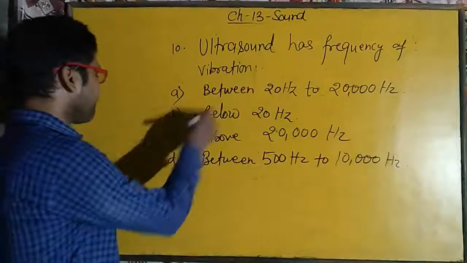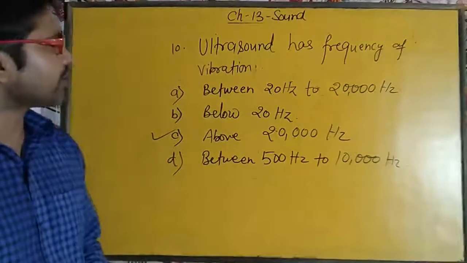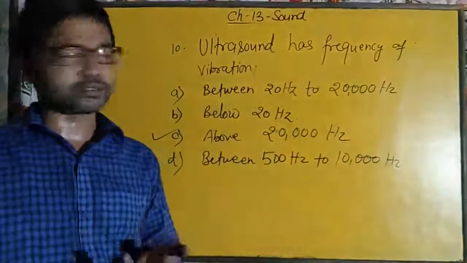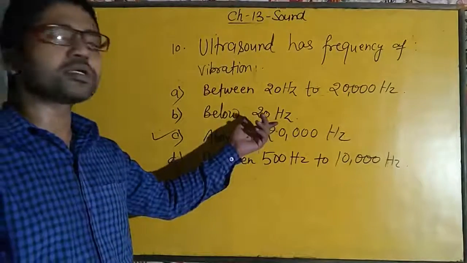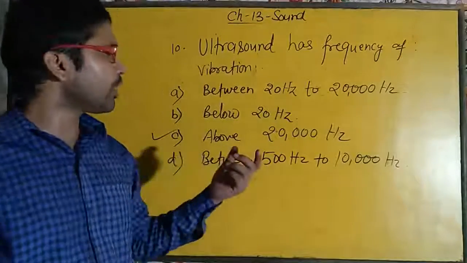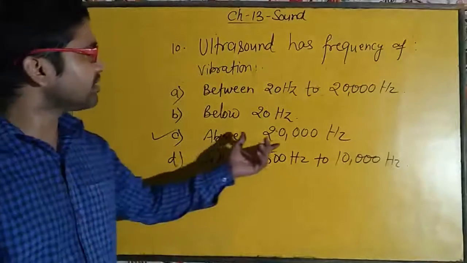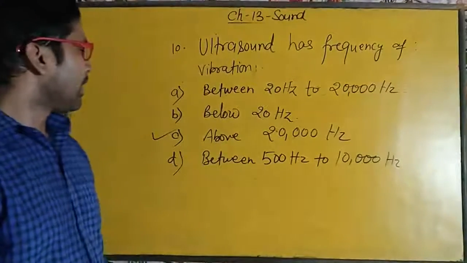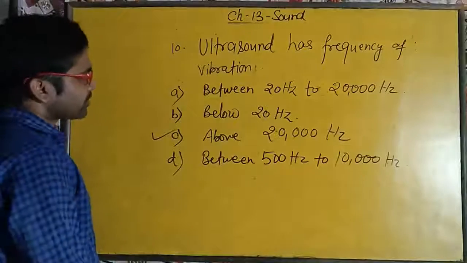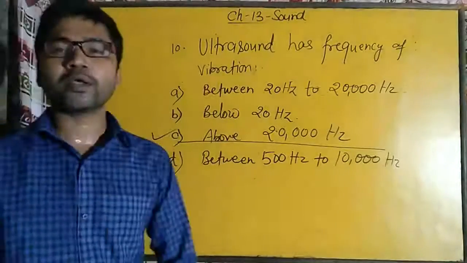So this one is the correct answer, because you know that ultrasound is sound which has a frequency more than 20,000 hertz. We cannot hear sound less than 20 hertz and more than 20,000 hertz. If sound has frequency less than 20 hertz, it is very low frequency and known as infrasound waves. And frequency more than 20,000 hertz is very high frequency, and our ear cannot detect these high frequencies, so we are unable to hear. These waves are known as ultrasound waves. So the correct option for this question is option number C, that is above 20,000 hertz.